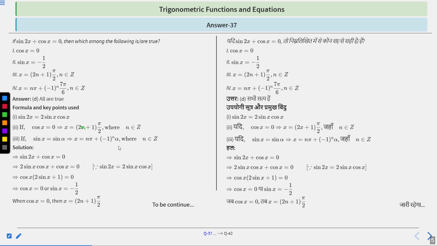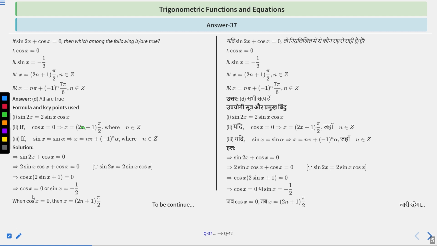So let's start. Our equation is sin 2x plus cos x equal to 0. Now since we know that sin 2x equal to 2 sin x cos x, therefore we have written 2 sin x cos x plus cos x equal to 0. Now let's take cos x as common. Cos x into (2 sin x plus 1) is equal to 0. Therefore cos x equal to 0 or sin x equal to minus 1 by 2.